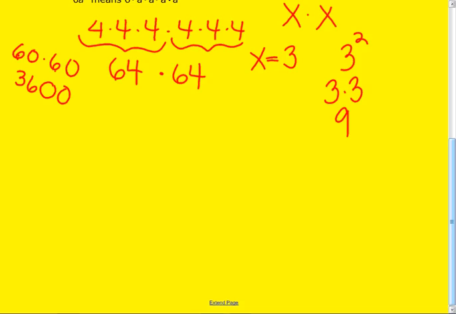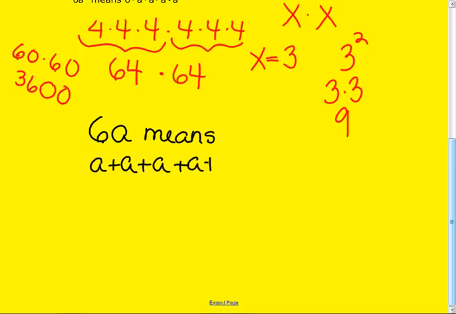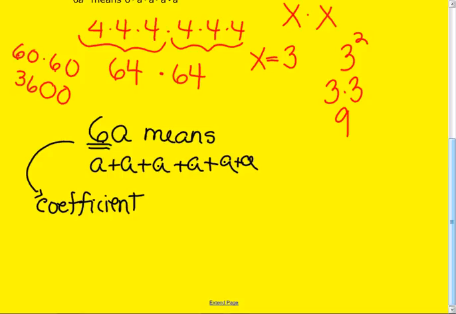And before we do 6a to the 4th, let's just do 6a. What does 6a mean? That means 6 a's are added. So it's a plus a plus a plus a plus a, 1, 2, 3, 4, 5, 6. So the number in front is called a coefficient. It comes from Latin. My Latin background pays off once in a while, which means to come before, literally. So it's the number that comes before the variable.